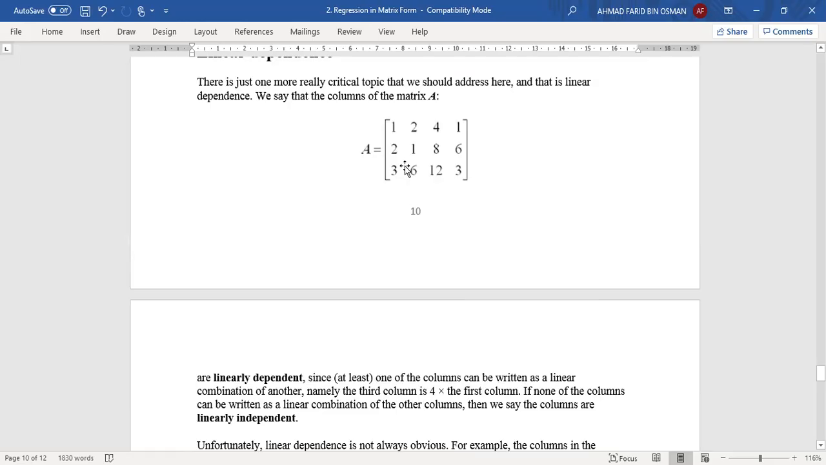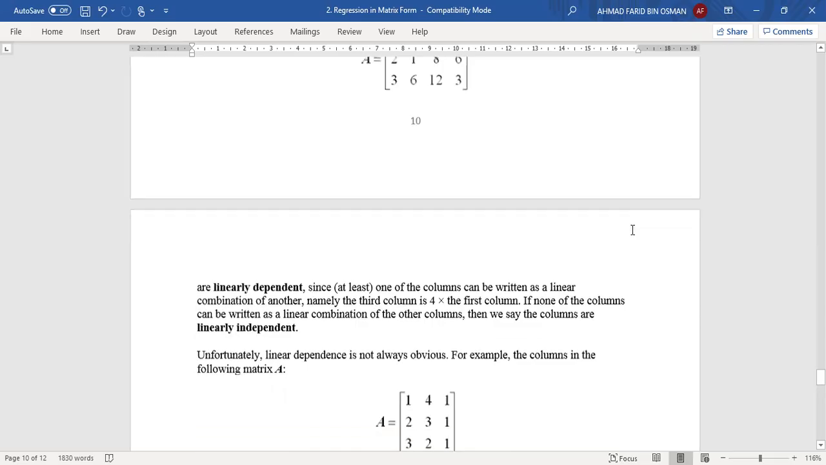So if none of the columns can be written as a linear combination of the other columns, then we say the columns are linearly independent. In this case, for this given example, the columns of matrix A are linearly dependent because the third column is equal to 4 times the first column.